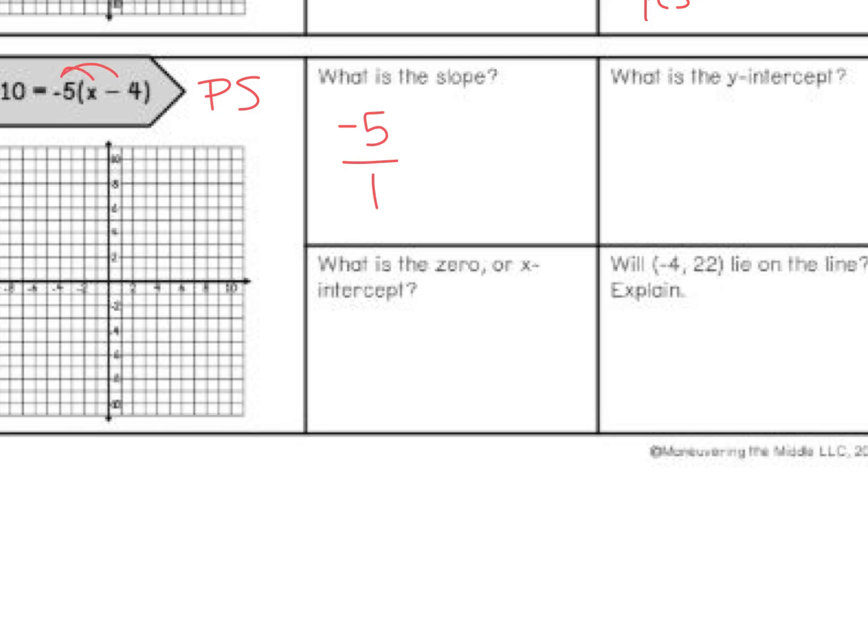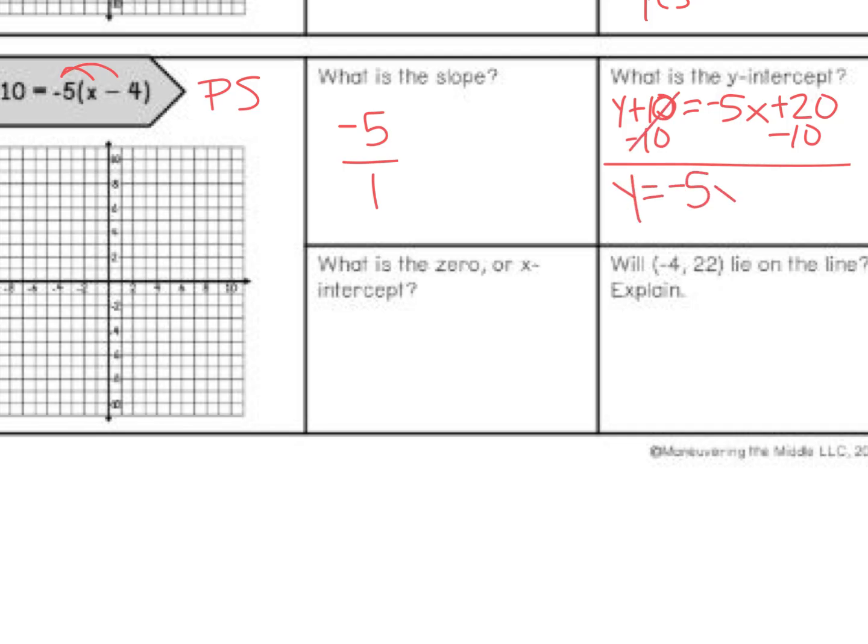We're going to distribute. I'll just write it over here in this box. So when we distribute, we get y plus 10 equals what? -5x plus 20. And then you have to do minus the 10 on the 20. So we get y equals -5x plus 10. So which of those is important? The 10, right? That's our B.